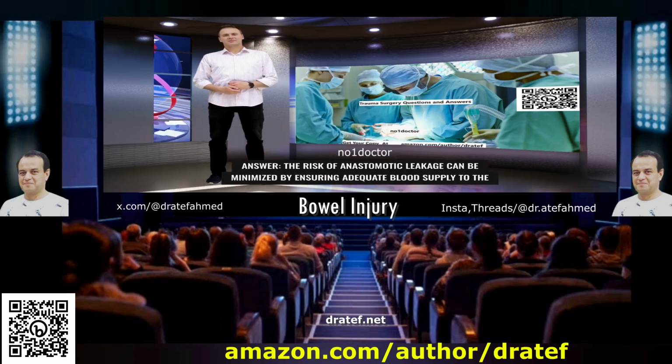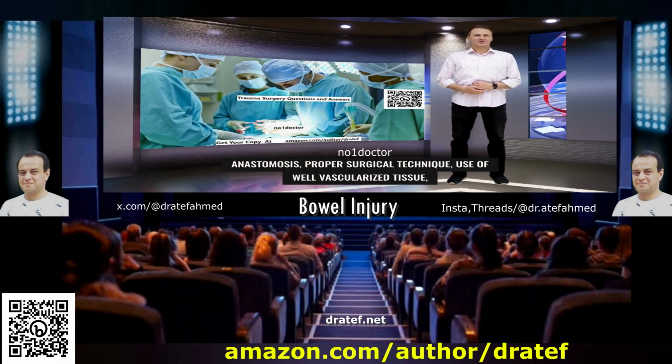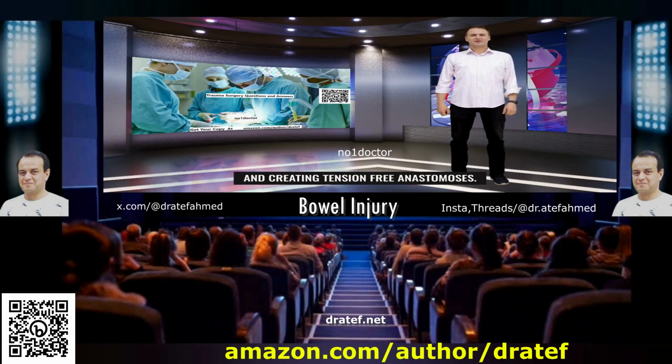Question: how can the risk of anastomotic leakage be minimized in bowel injury repair? Answer: the risk of anastomotic leakage can be minimized by ensuring adequate blood supply to the anastomosis, proper surgical technique, use of well-vascularized tissue, and creating tension-free anastomoses.